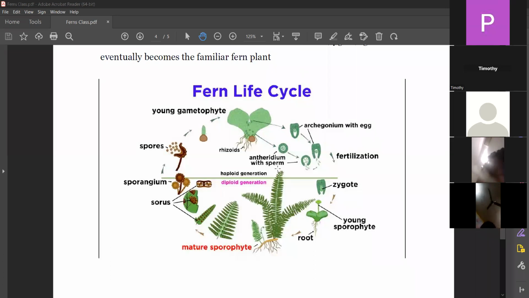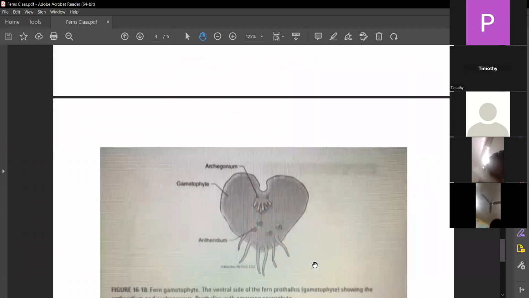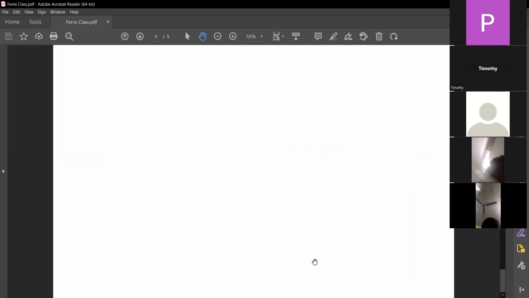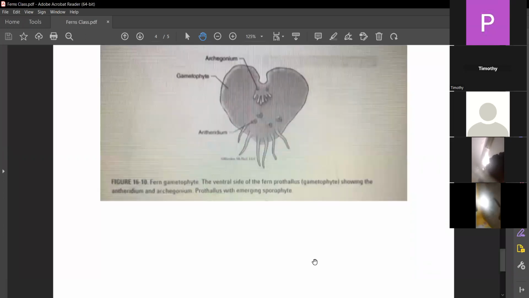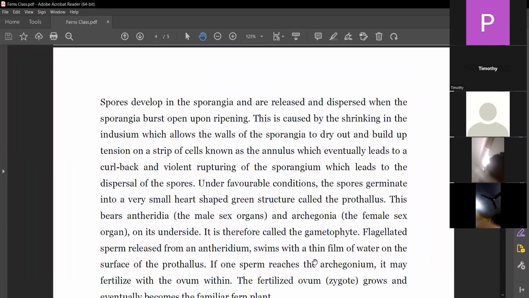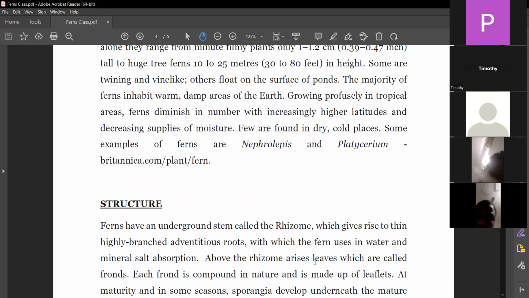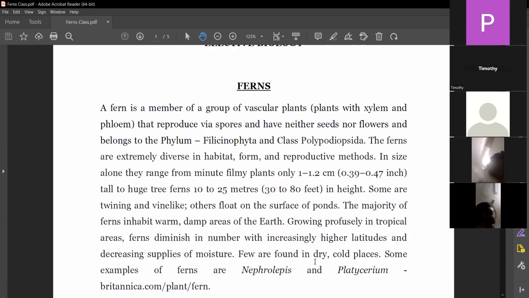That's what we need to know about the ferns. And one interesting fact I mentioned: you can find these ferns growing on other plants, right? This nature is known as epiphytism. Epiphytism, right? The ability of one plant to grow on another.